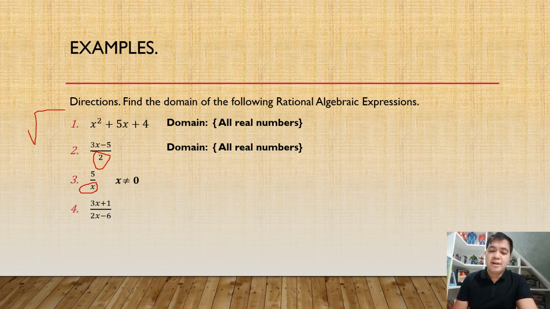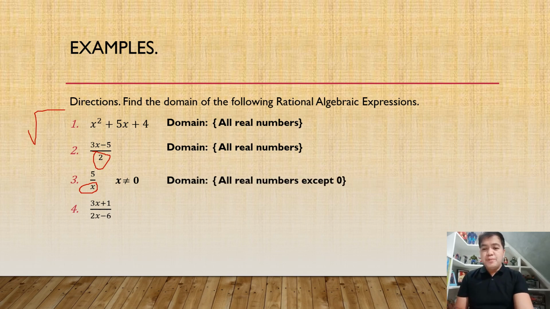So, yan na agad. Wala na tayong ko-compute. X should not be equal to 0. So, therefore, our domain now is all real numbers. Lahat pwede. Wag lang daw 0. So, all real numbers except 0. Dahil may exemption tayo rito. Nagkaroon tayo ng exemption dito. Okay? So, ganun po yun.